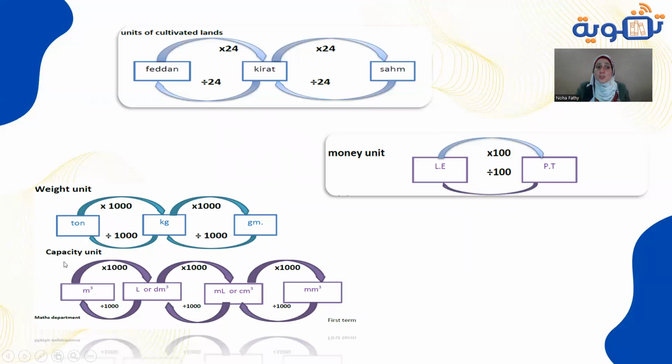And weight unit and capacity unit, ton to kilogram to gram, multiply by 1,000, and the opposite divide by 1,000. And also capacity unit, all of them multiply by 1,000. Cubic meter, liter or cubic decimeter, milliliter is the same as cubic centimeter, then cubic millimeter.